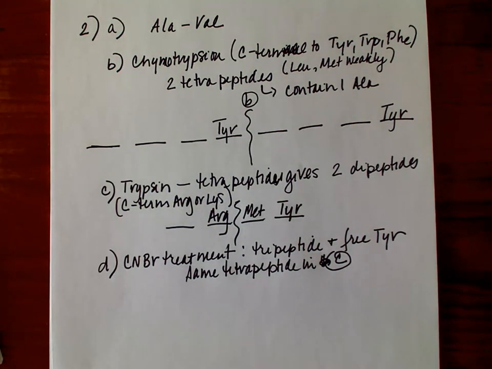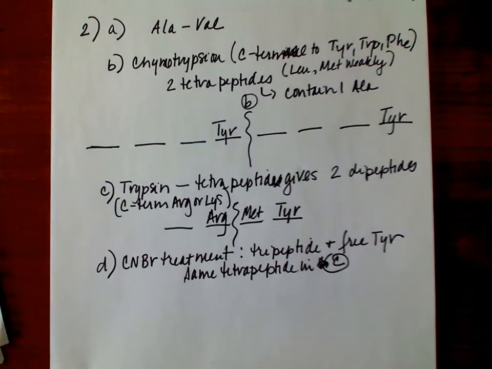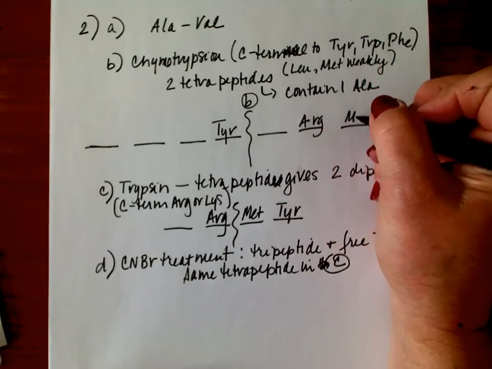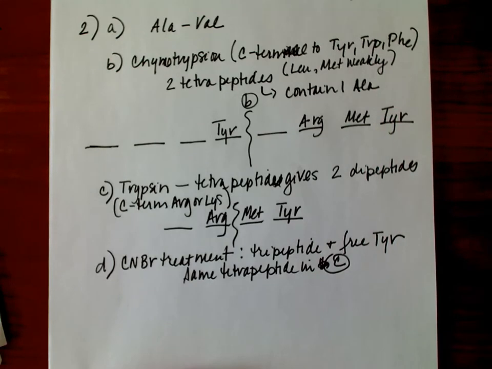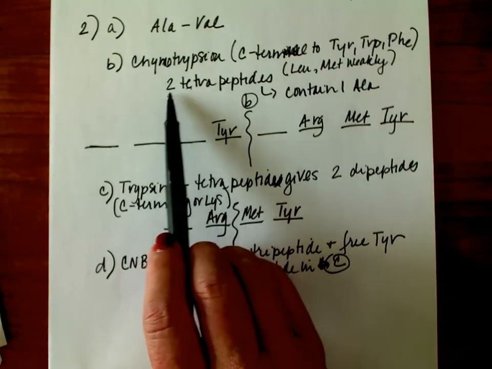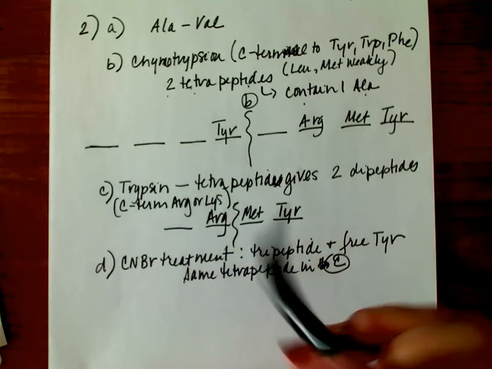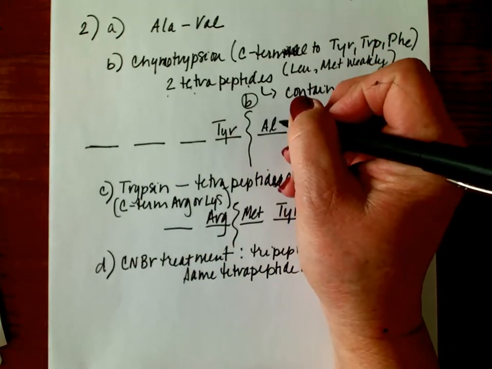Excuse me, one moment. Okay, so that tells me that we have arginine and methionine here. And, whoa, where do I want to go? Back to B, 2 tetrapeptides contain alanine. Okay. So we're going to find one of those alanines here.